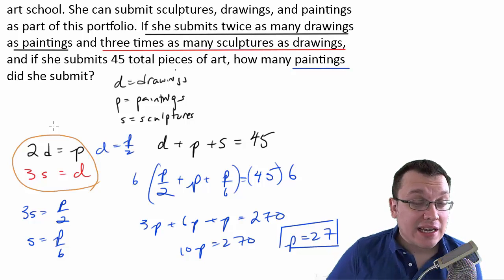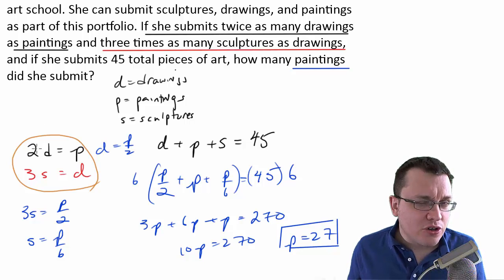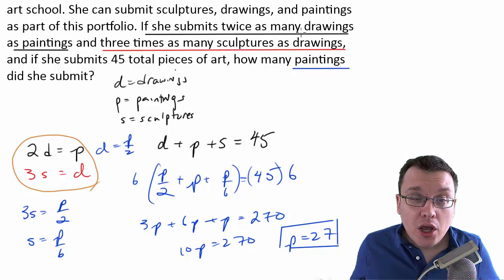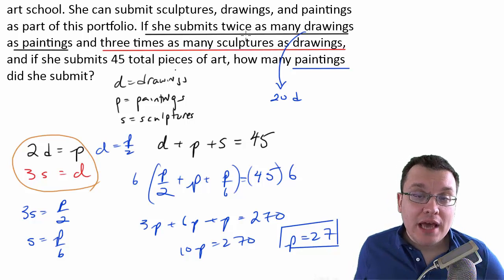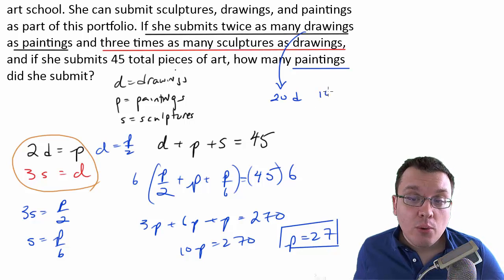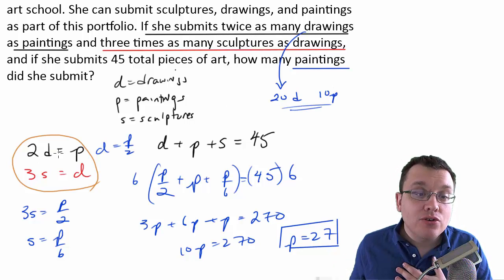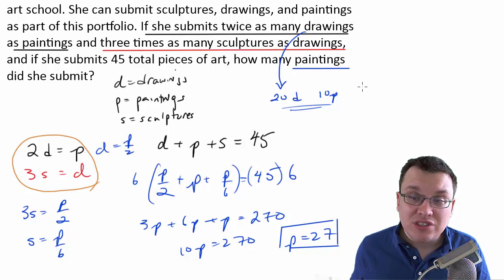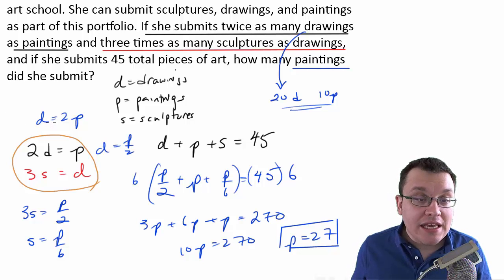And if you think about it for a second, it actually makes sense why. So we have twice as many drawings as paintings. So it seems like at first 2D equals P would make sense. But think about it. Let's say we had 20 drawings. How many paintings would we have? Well, if we have twice as many drawings as paintings, we would have 10 paintings, right? Makes sense, double the amount of paintings. Notice if I plug these values into this equation, I get something that doesn't make sense. 2 times 20, which is 40, equals 10. That doesn't work, right? It actually should be D equals 2P, because now 20 equals 2 times 10.